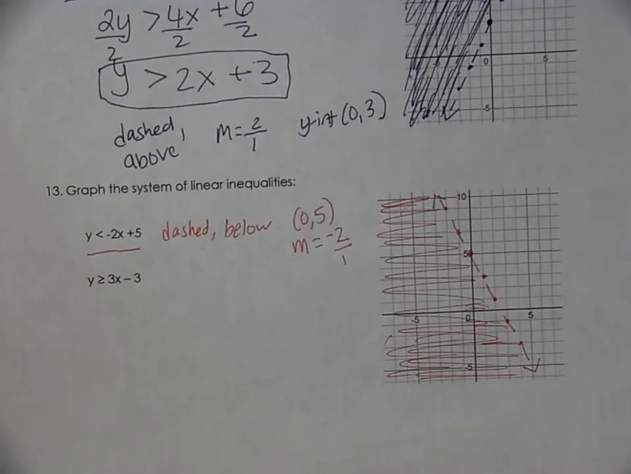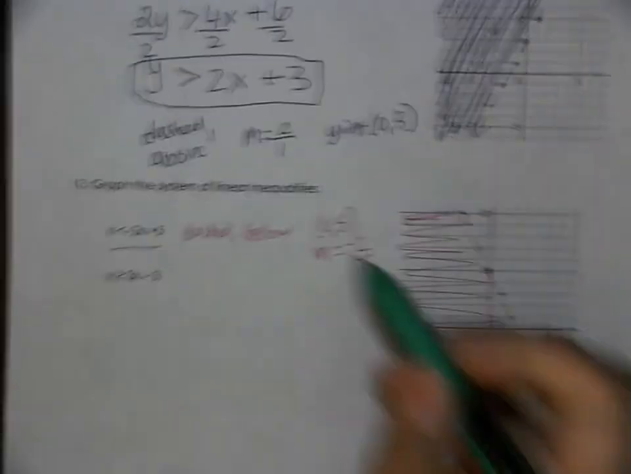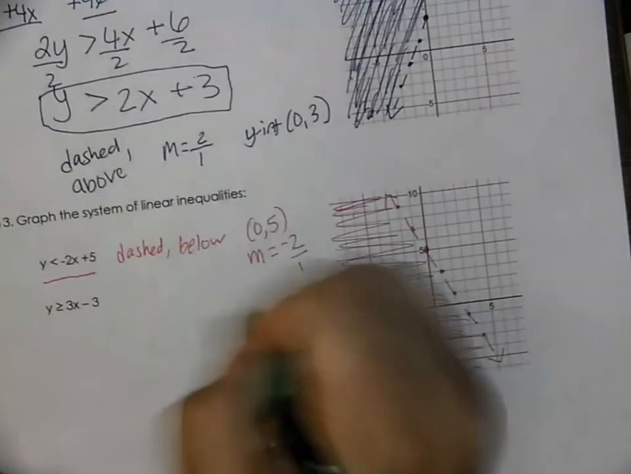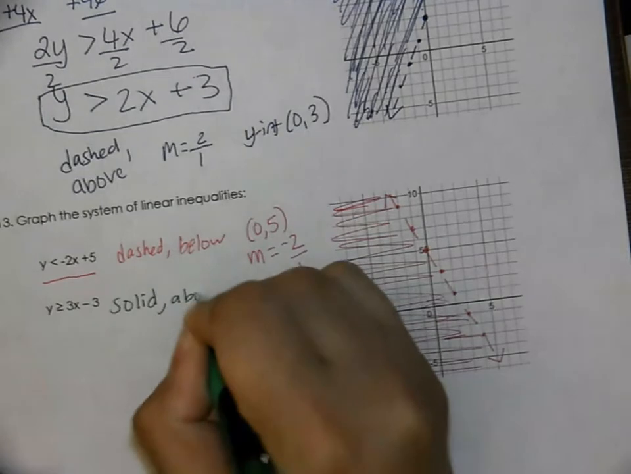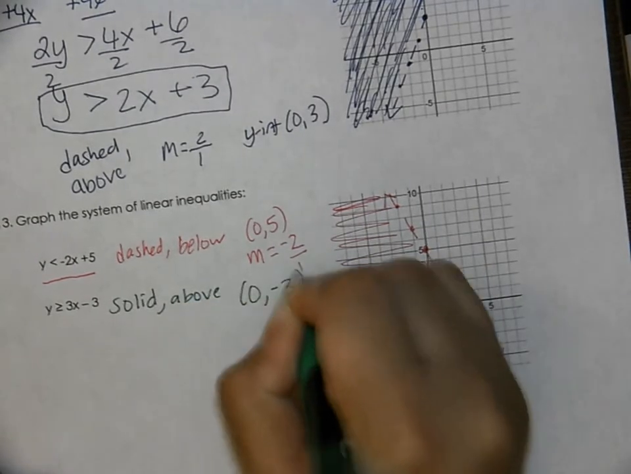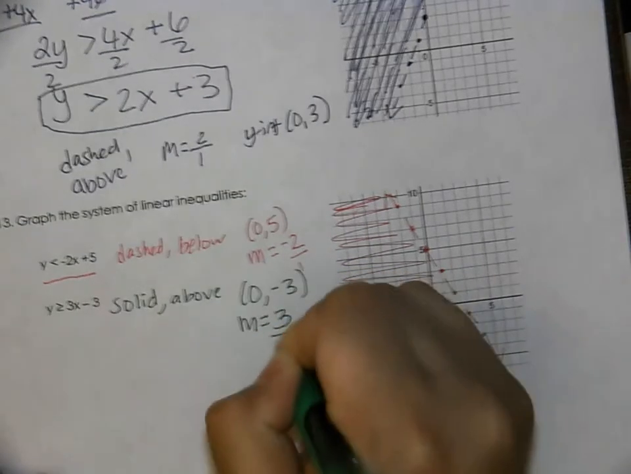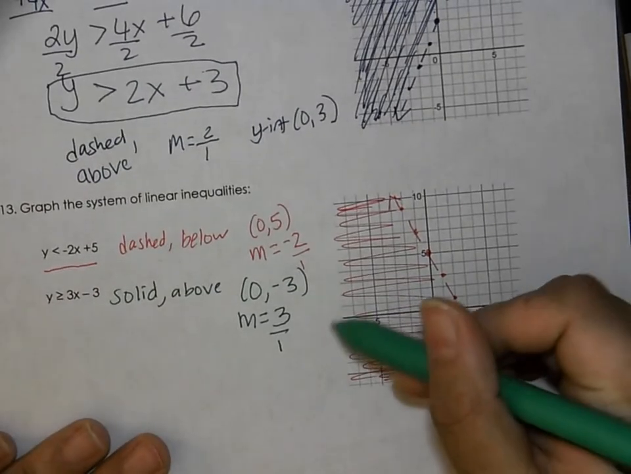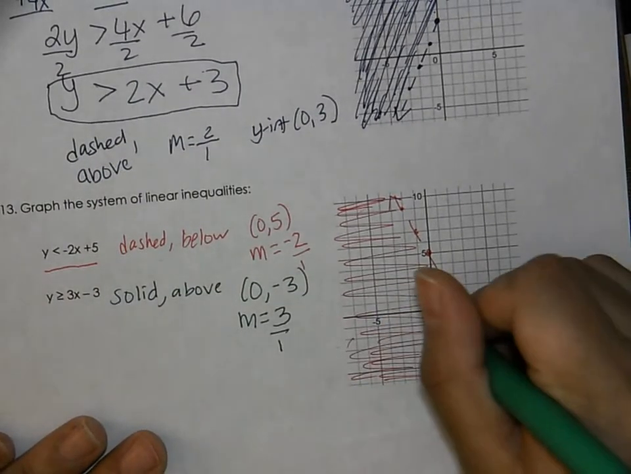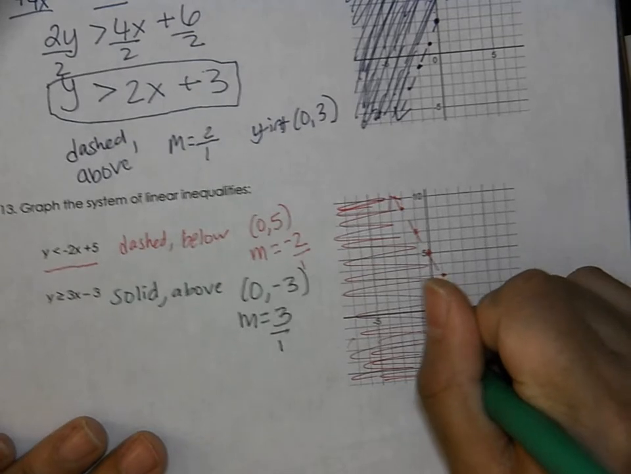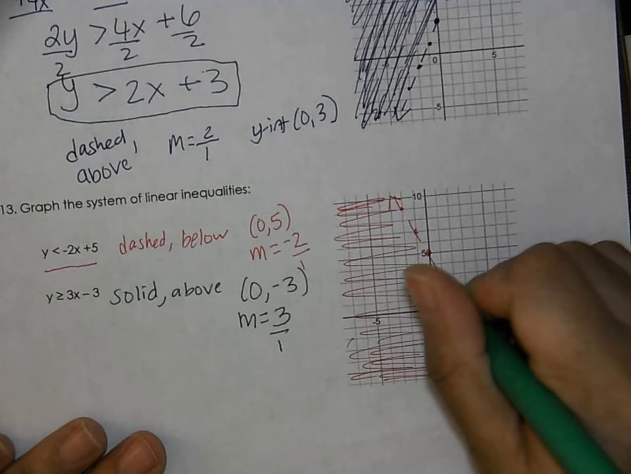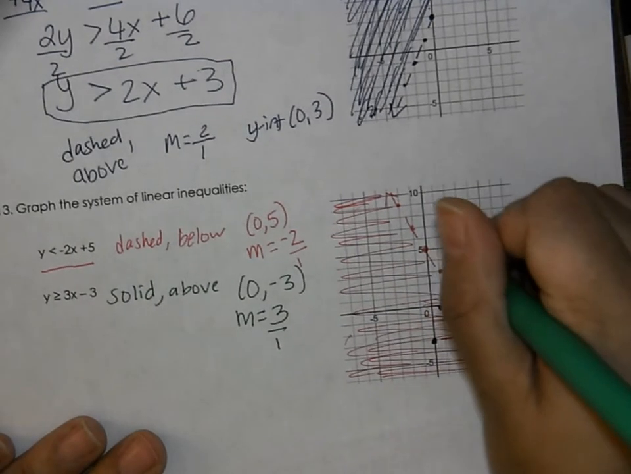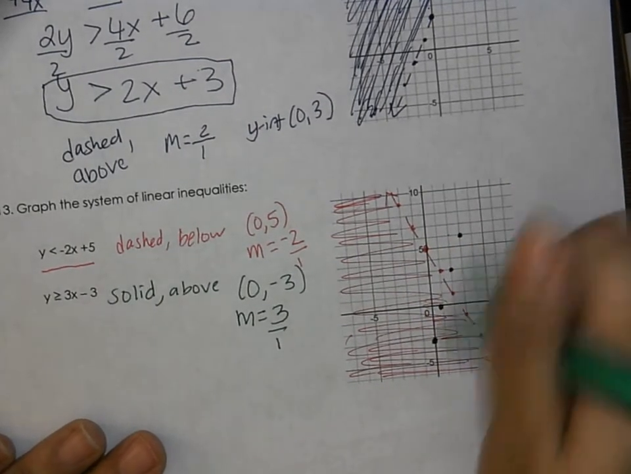All right, and now we are ready to graph the other line. So the other line starts at -3 for the y-intercept. This one is going to be a solid line, and it's shaded above this time. Starts at (0, -3). Slope is 3 over 1, or 3, but I can do up 3, right 1. So here's -3, up 3, right 1, up 3, right 1.